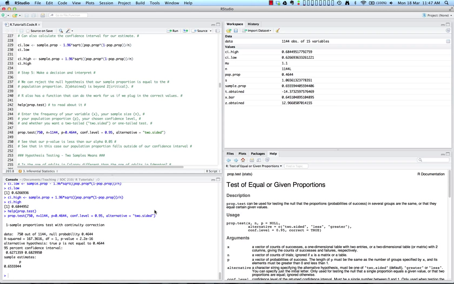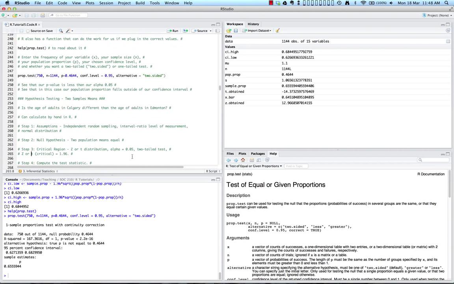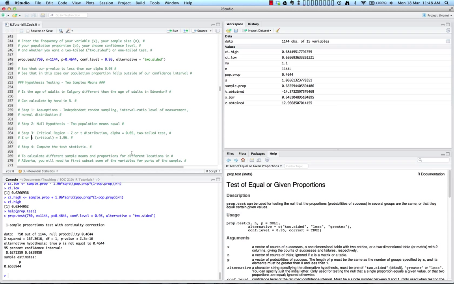Let's start with hypothesis testing for two sample means. So we have a question. We want to know whether the age of adults in Calgary is different than the age of adults in Edmonton. In our survey, we have data on both the respondent's location and age in our sample, so we can do this in R. So let's start by calculating things by hand and by going through our 5 steps for hypothesis testing.